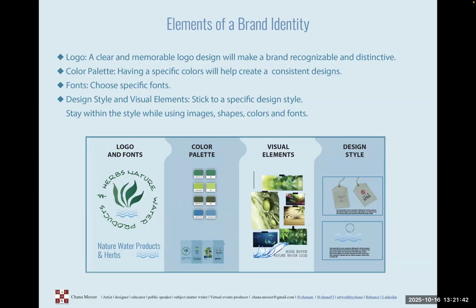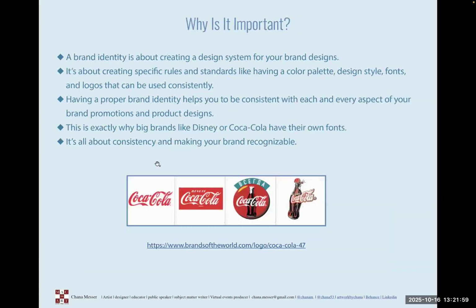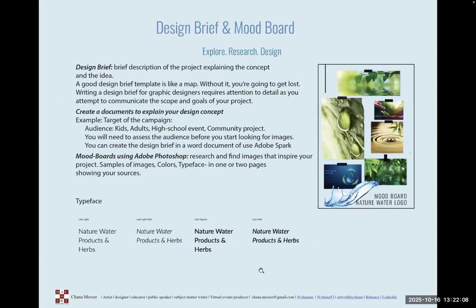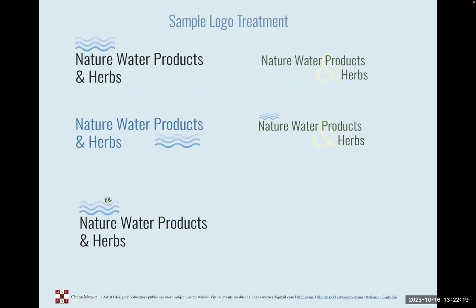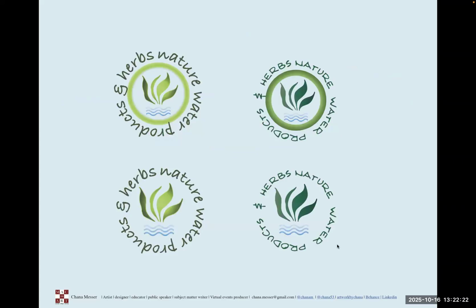Then you have a color palette, with specific colors that help you create consistent designs. And that's going to be really cool. And then you have the font, specific fonts that you want to work with. And then the design and the style and everything that you have. You can see here what's important is Coca-Cola, and you see here the story of Coca-Cola. Then you want to always do a design brief that you work with. And then we can go in and look at colors and create the stuff that we have and move into that.